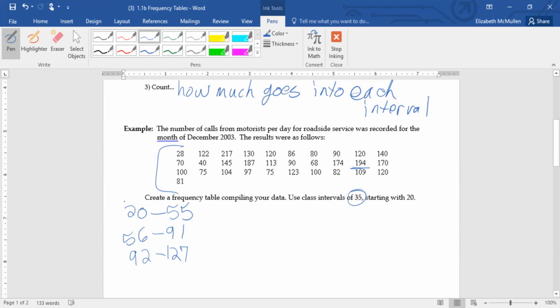All right, so let's just start here so you can see what we're doing. So these are our intervals. Then we need to count how many fall in here. Okay, so between 20 and 55, I have 1, 2. I have 2.